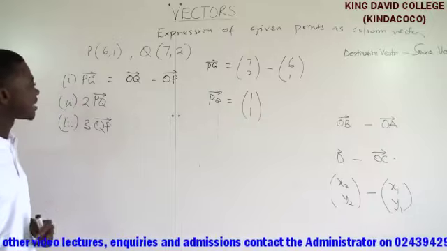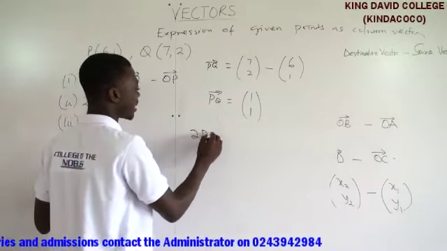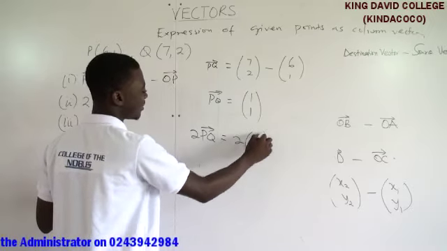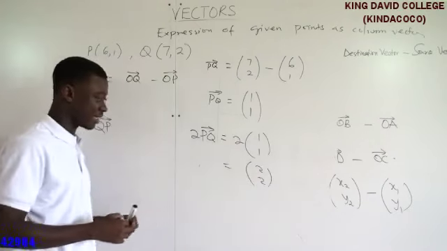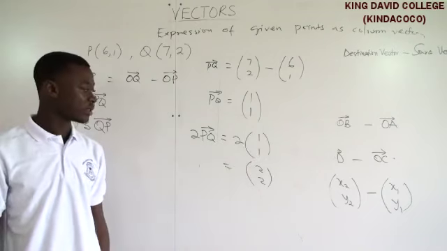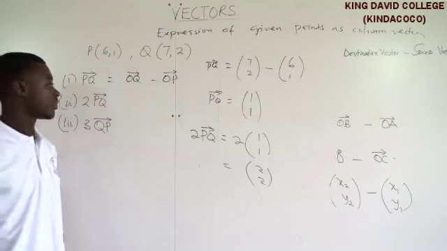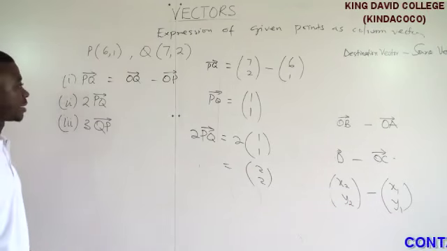So the next question is asking us to find 2PQ. So 2 times vector PQ is just like saying 2 times what? (1, 1), right? So then this answer is (2, 2). We did that already. This is going to multiply that, this is going to multiply this. So you are going to have 2 times 1, 2 times 1. Very simple.